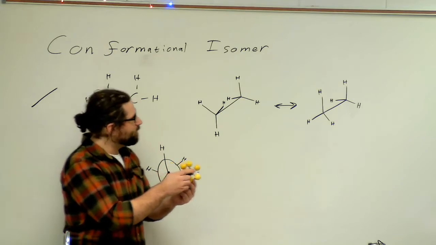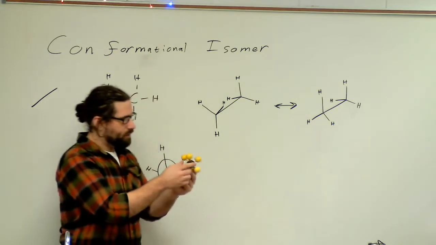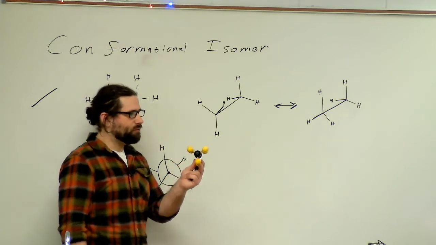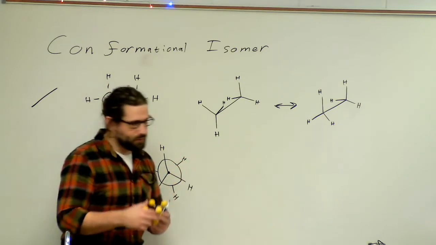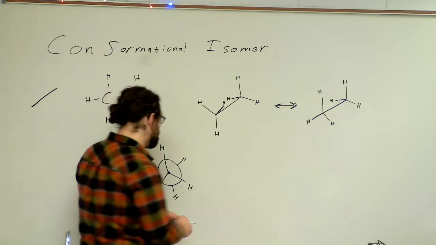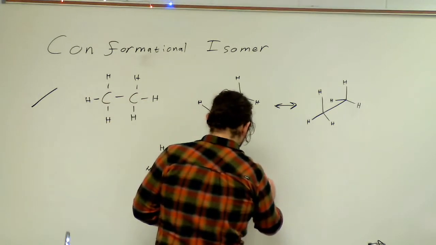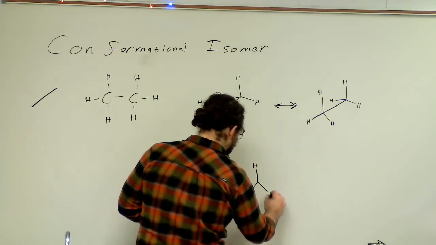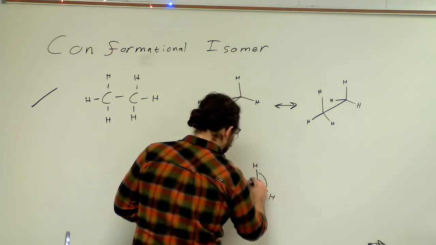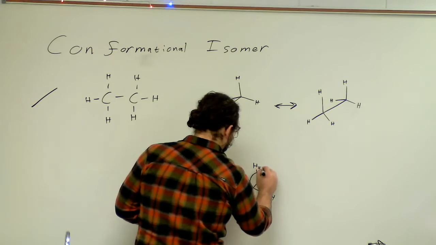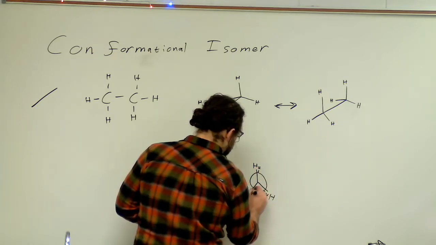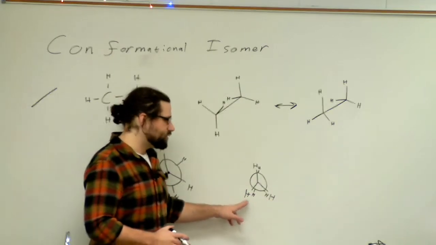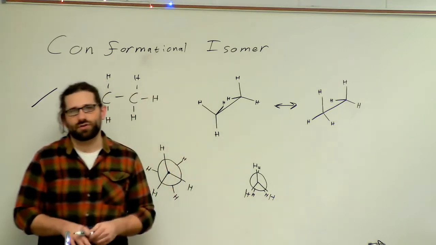Now, when this shifts, just like this sawhorse model here, it's spinning, it's rotating, and then all of my hydrogens are lined up one in front of the other. So let's draw what that would look like in a Newman projection. So now I've got this. We're just going to draw these a little bit to the side. So I can see my front hydrogens are perfectly lined up with my back hydrogens.